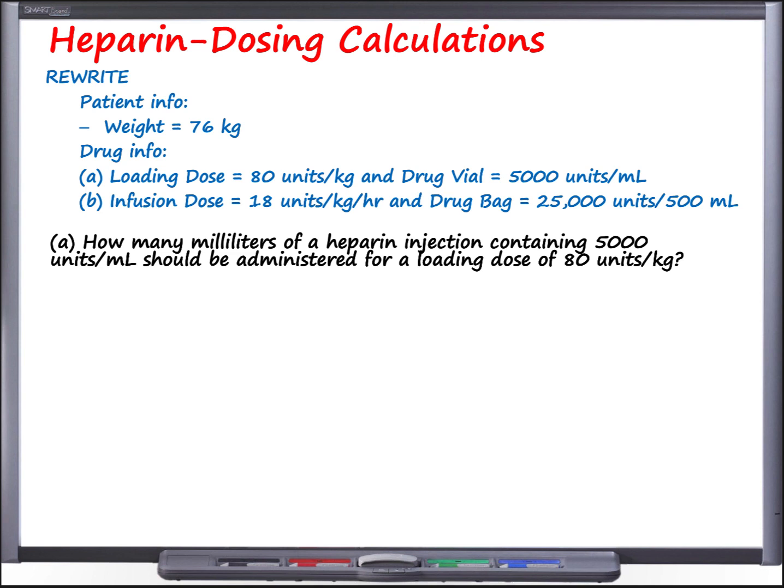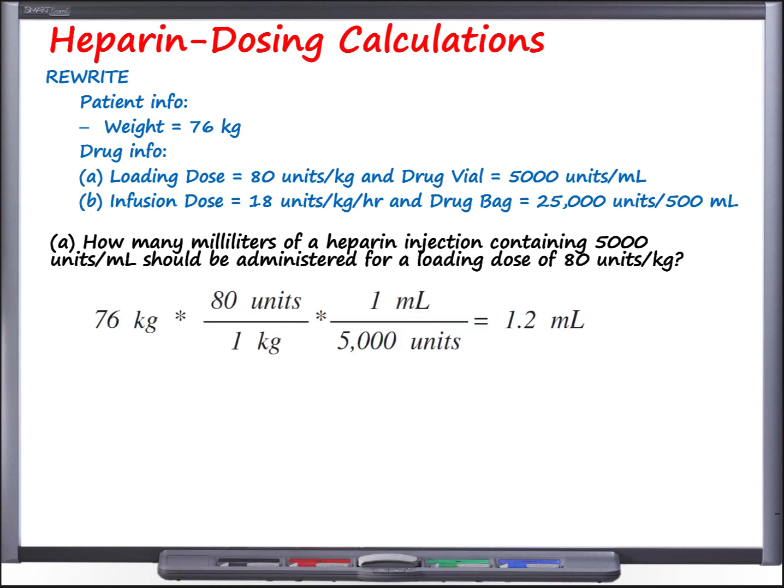So to start with this, I'll always show you my equation to begin with, and we'll walk through it. This question wants to know the dose of heparin, and it's based off of weight. So we're going to start with the fact that this patient weighs 76 kilograms. We're then going to multiply in a way that we watch our units cancel and get to the final answer we want, which is in milliliters.